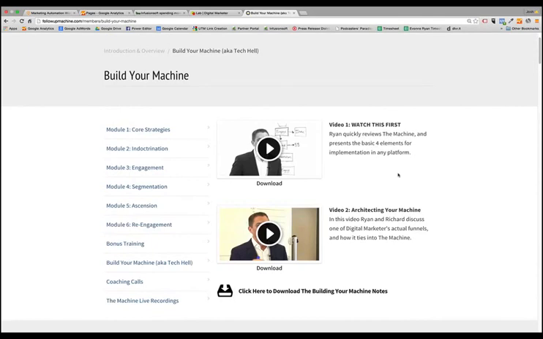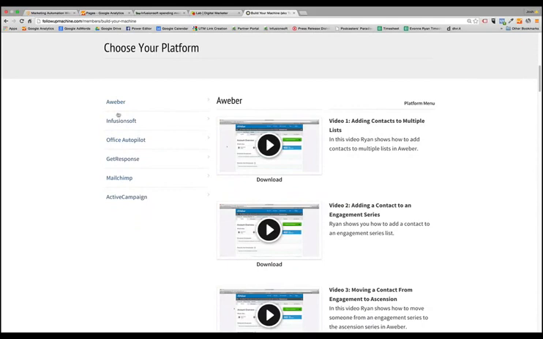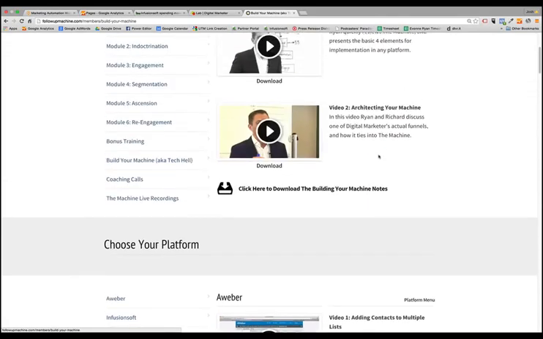Okay, and this is the building your machine. So this is how to put it together, how to build it. And they actually have videos on these platforms here on the left. So 6 different platforms, whether you're using AWeber or Infusionsoft, which I highly recommend Infusionsoft. I mean, I am an Infusionsoft certified partner, so of course I'm going to say that, but it really is arguably the best overall software for a small business out there. Office Autopilot is another option. GetResponse, MailChimp, ActiveCampaign. Again, there are videos helping you on how to build this in your own platform of choice.